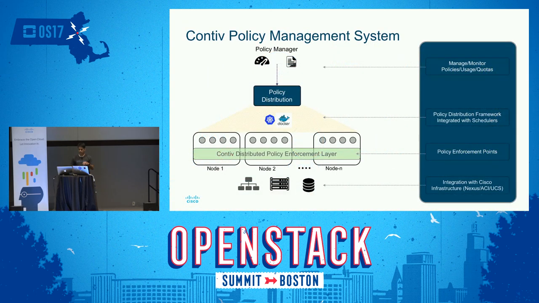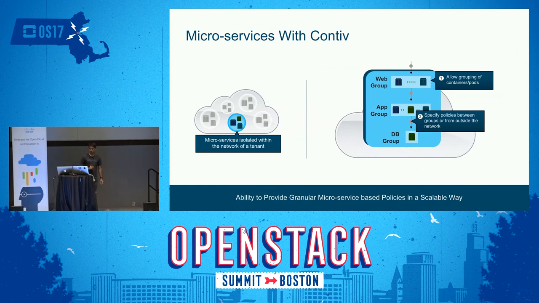OK, so focusing a little bit on the policy side of Contiv, what it provides. It's a high-level architecture, right? There is a concept of a policy manager where you define policies, and then Contiv takes those policies and distributes them, working with the container scheduler platform like Swarm or Kubernetes, onto all of the hosts where the actual policy enforcement takes place by the Contiv agent. And this policy layer integrates with underlying hardware as and when required.